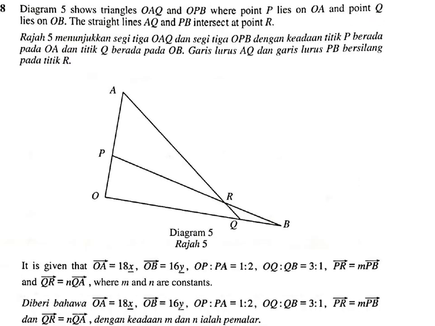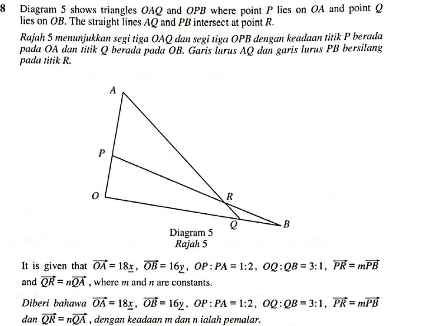SPM 2018, Paper 2. Diagram 5 shows triangle OAQ and OPB where the point P lies on OA and point Q lies on OB. The straight lines AQ and PB intersect at point R.